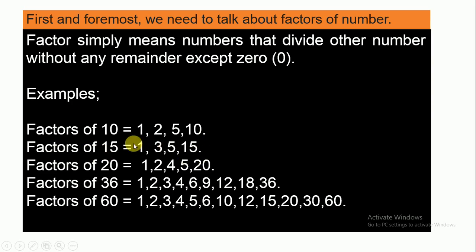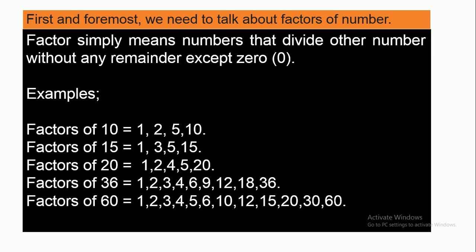So you can see that the number itself goes in itself with a remainder 0. So factors of 20, we have 1 goes, 2 goes, 3 will not go straight in 20, 4 will go, 5 will go straight in 20, 6 will not go, 7 won't go, 8 will not go, 9 will not go. 10 is also part of the factors of 20, but it was not included here. So 10 is also a factor of 20, before you now write 20.